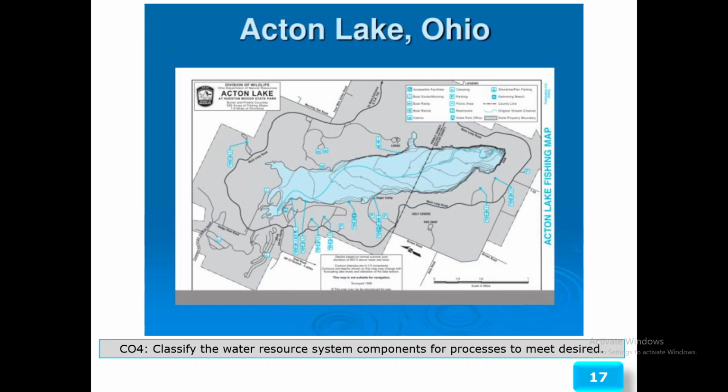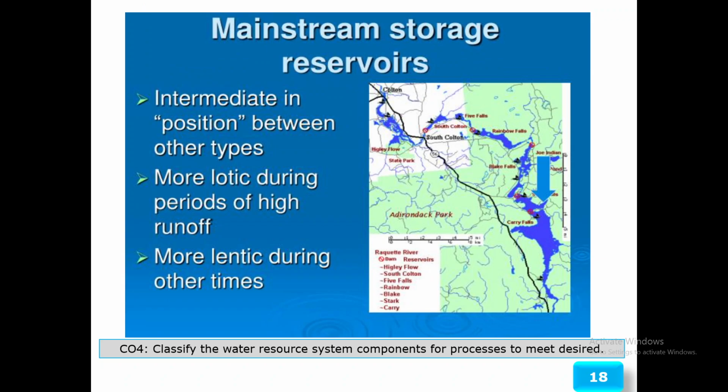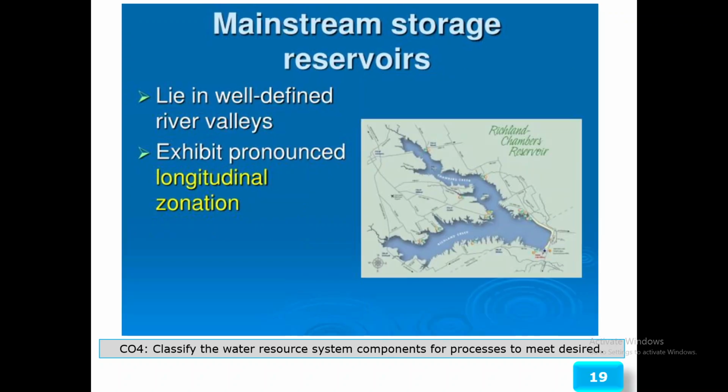So see the picture there, a wonderful construction. Then the mainstream storage reservoir. It is intermediate in position, between other types, so more lotic during periods of high runoff, whereas the quantity of water will be increased. Now from this point of view, we can control the flood in the urbanization area. So they are more lentic during the other seasons also. The mainstream storage reservoirs lie in well defined river valleys that exhibit pronounced longitudinal gradients.